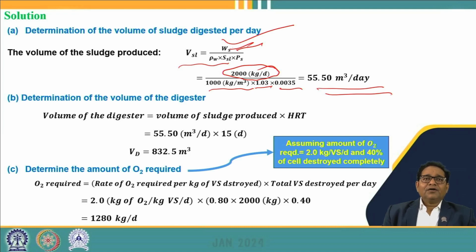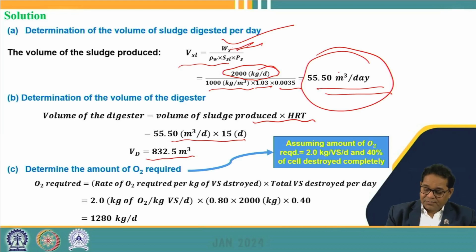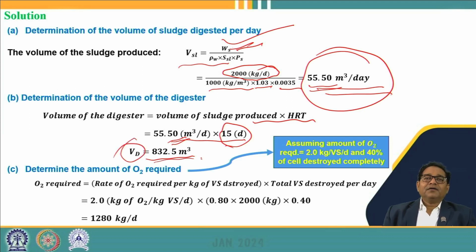And then we have to determine the required volume of the digester. Depending upon the per day volume of the sludge generated, if we multiply it with the HRT, that is hydraulic retention time, we can get the total volume of the digester required. Here the volume of sludge per day is 55.5, and the numerical gives a 15 day HRT that we have to follow. So for this, the volume requirement we have got is 832.5 meter cube.